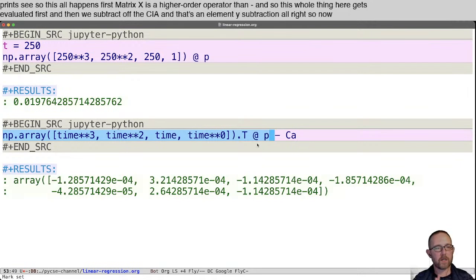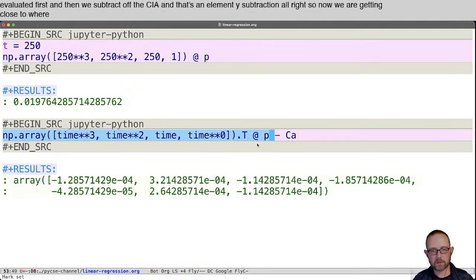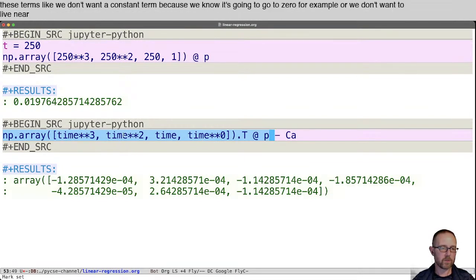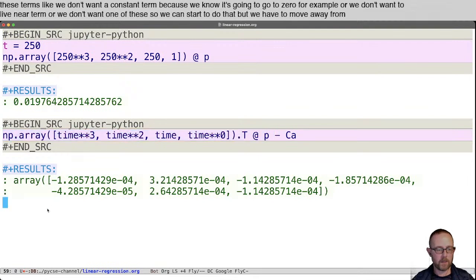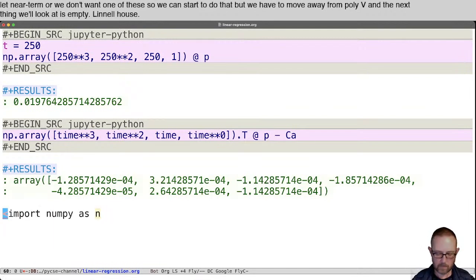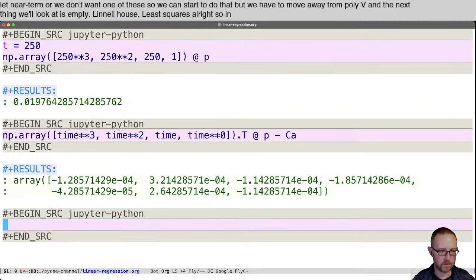All right, so now we are getting close to where we could start to think about what if we wanted to get rid of one of these terms. Like, we don't want a constant term because we know it's going to go to 0, for example, or we don't want a linear term, or we don't want one of these. So we can start to do that, but we have to move away from polyfit. And the next thing we'll look at is np.linalg.lstsq.